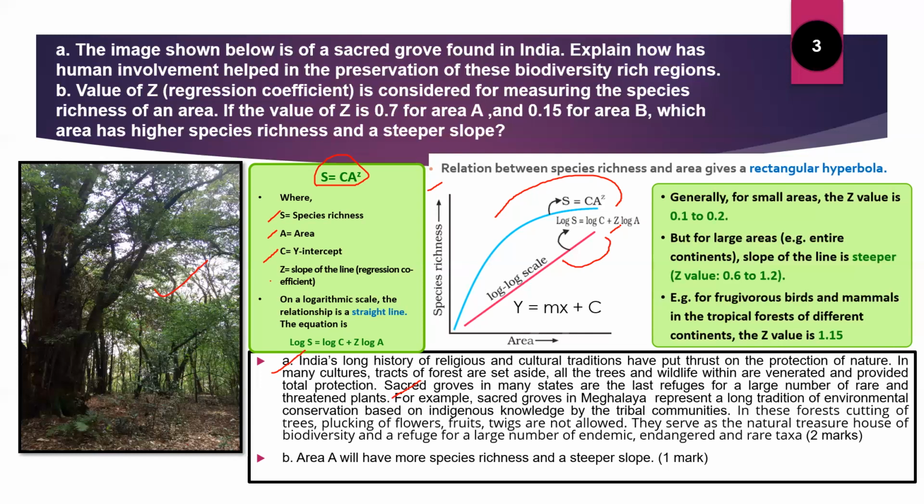So here the question says the value of Z is 0.7 for area A and 0.15 for area B. So which area has higher species richness and steeper slope? Obviously the value of Z is higher for area A. That implies it is steeper, and correspondingly the species diversity, or rather the species richness, is higher. So area A will have more species richness and a steeper slope. That's it.